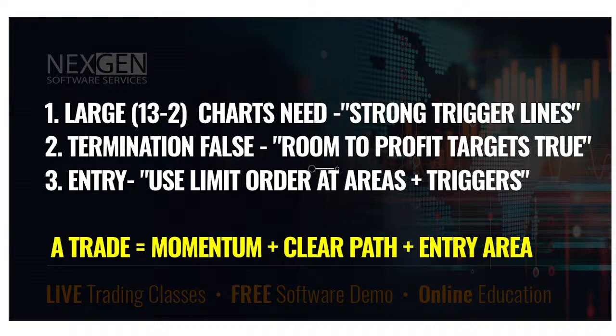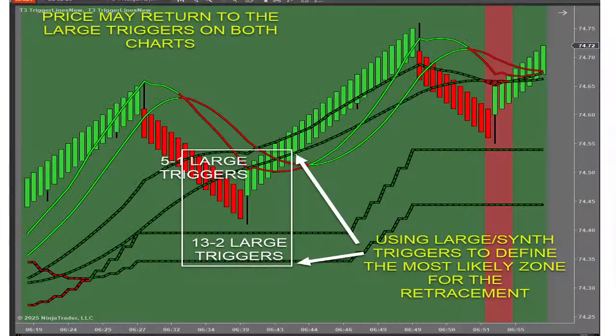So what that looks like, and let me talk about the whys. Guys, this is your small chart. This is your entry chart. I took everything off but triggers and price bars. These are your 5-1 large triggers. You're going to use these, that separation, and say, hey, look at the momentum. Price may return to these large triggers. These are your 13-2 large triggers. We call them synthetic triggers. This retracement may return to those triggers.